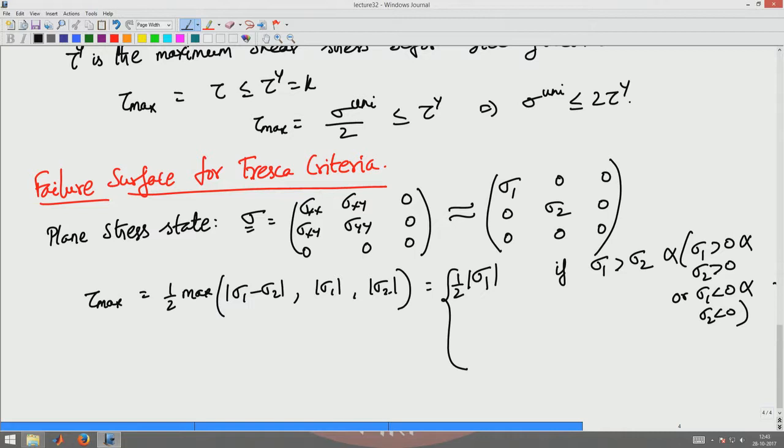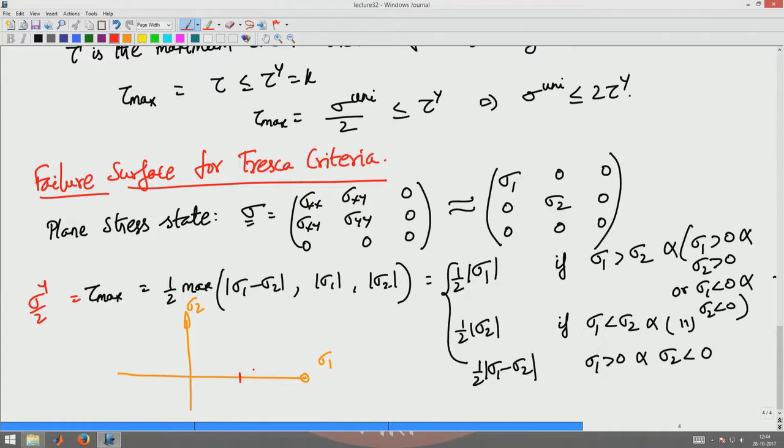Similarly, if sigma 1 is less than sigma 2 and the same conditions are satisfied, it will be 1 half of the absolute value of sigma 2. On the other hand, if sigma 1 is greater than 0 and sigma 2 is less than 0, then sigma 1 minus sigma 2 will be the maximum value, because they are of opposite signs. So they will add up rather than getting subtracted. So now it will be 1 half of the maximum of sigma 1 minus sigma 2.